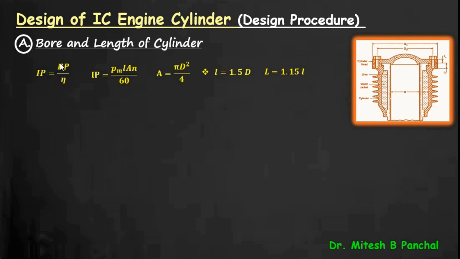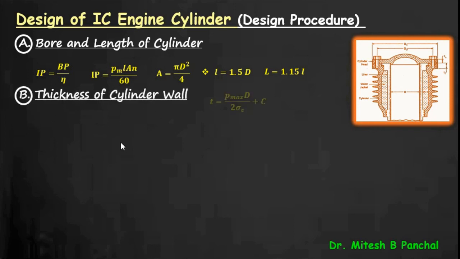In the next part, we are estimating the thickness of the cylinder wall. For that, the formula is t equal to Pmax into D divided by 2 sigma C, plus C. Here C is nothing but the reboring allowance. Once the t is estimated, using the empirical relationship, we can obtain the thickness of the water jacket, okay, and we can obtain the thickness of the cylinder liner flange, right, using the empirical relationship.